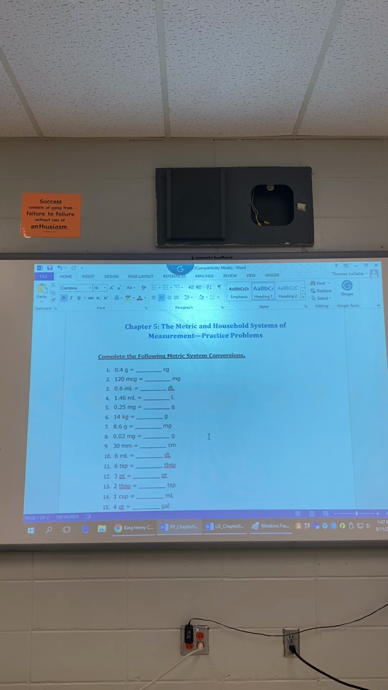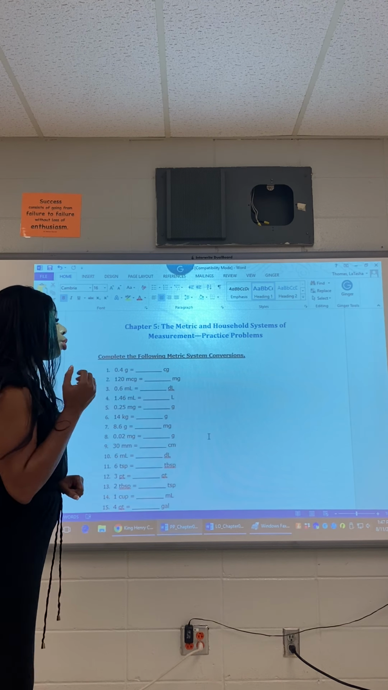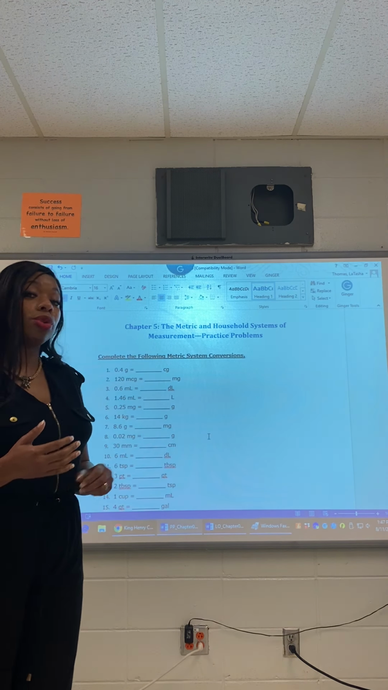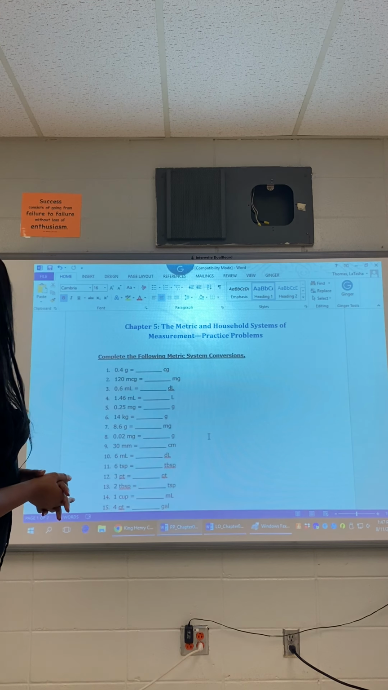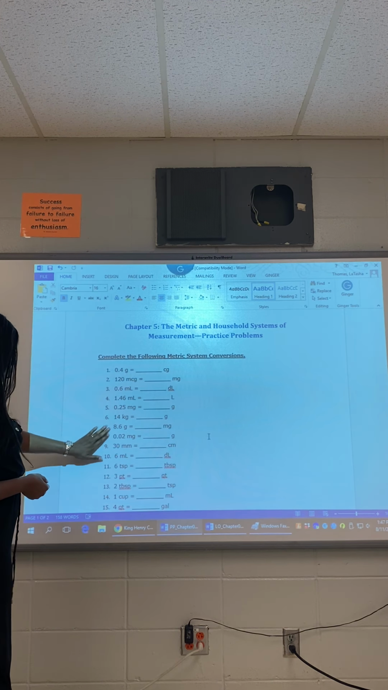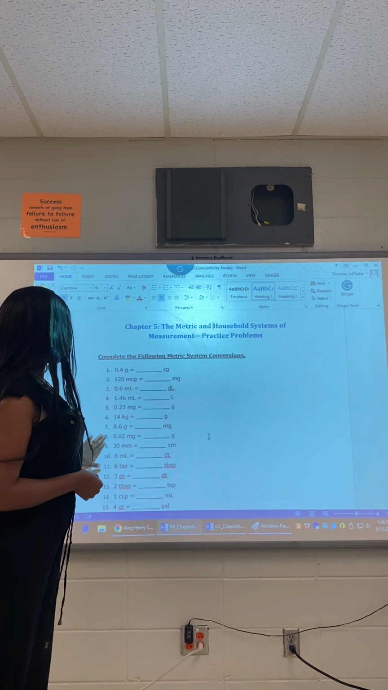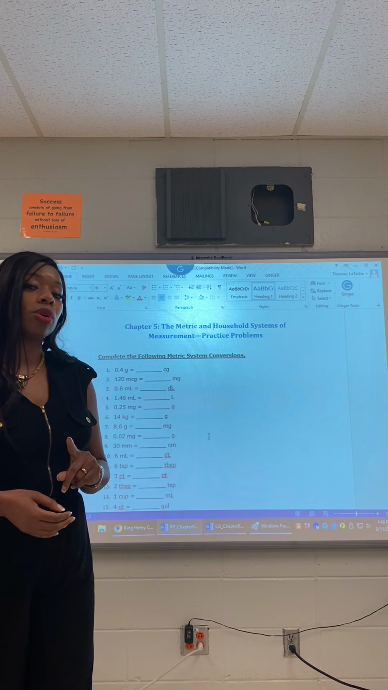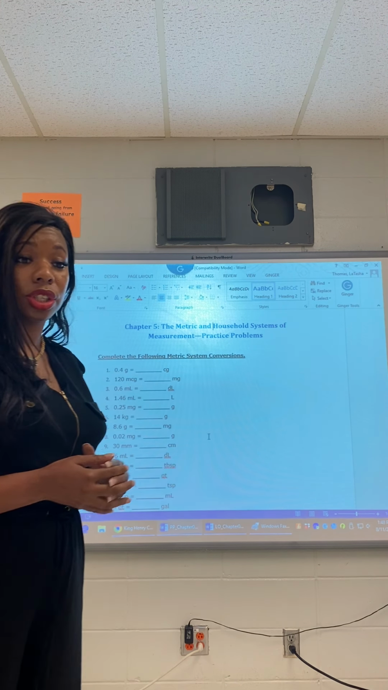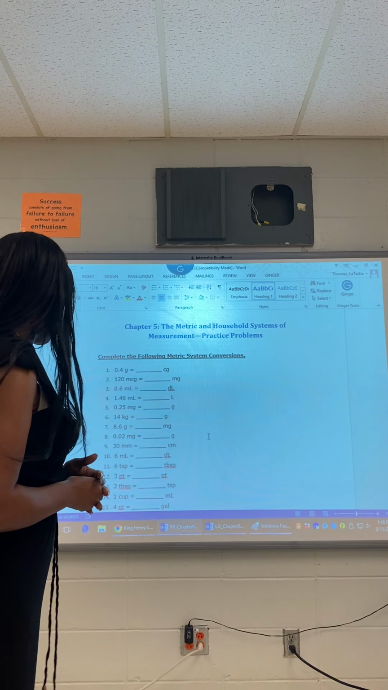Okay, I want to start by actually looking at some practice problems so that you will know how to do your homework assignment. I will do numbers 1 through 10. So get those copied down, and then I want to show you the conversion sheet, and I will also upload that sheet into Blackboard Ultra for you as well.